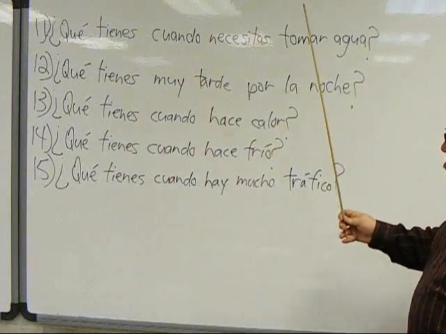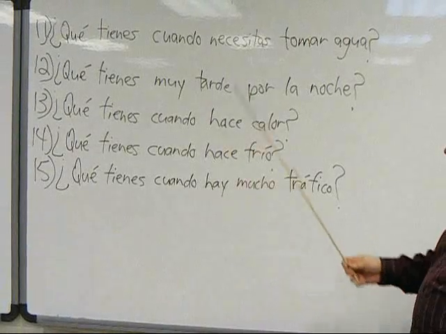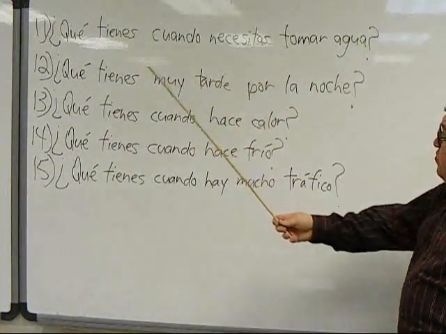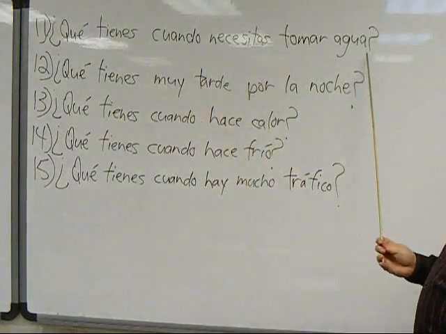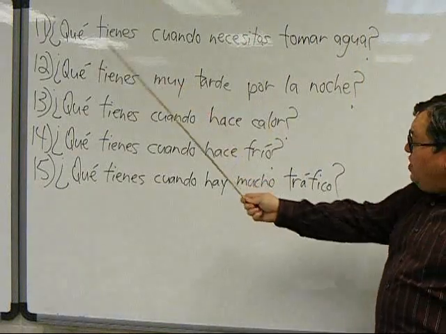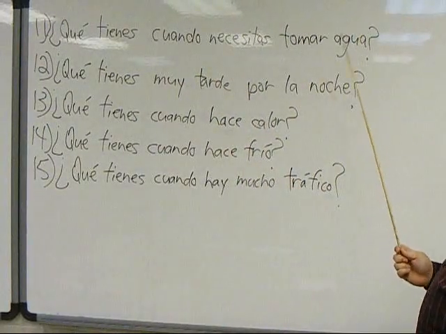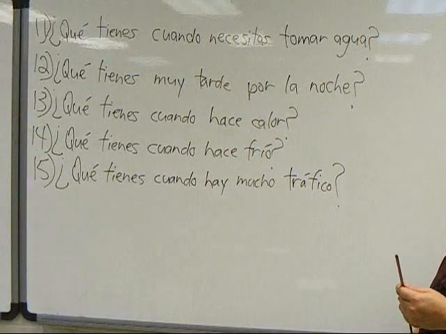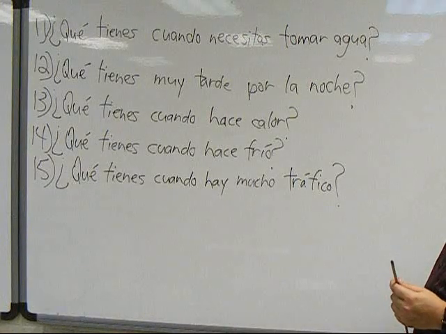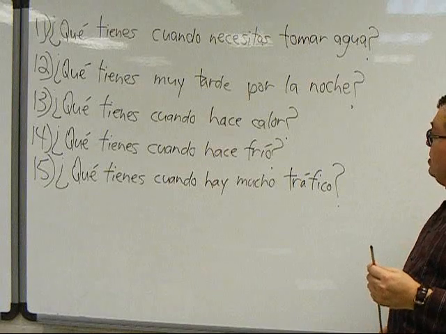The last 5 questions here all relate to the phrases that you learned in chapter 3. They go with tener. Let's look at the phrases and work through the clues that are in the questions as to which phrase you use. What do you have when you need to drink water? Drink water. That has to do with being thirsty. So the answer is, I have thirst. Okay, so that's what you want to say.